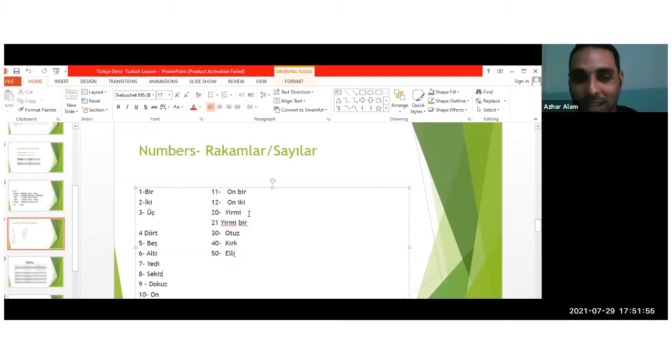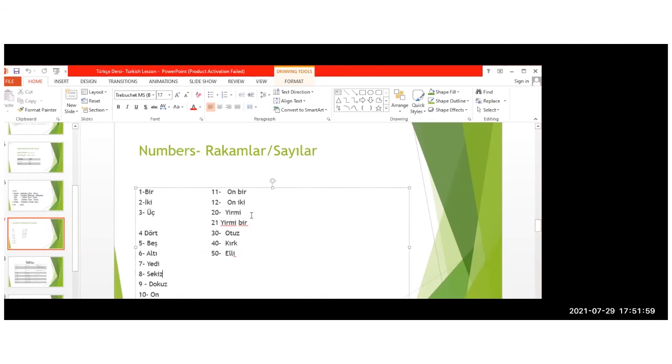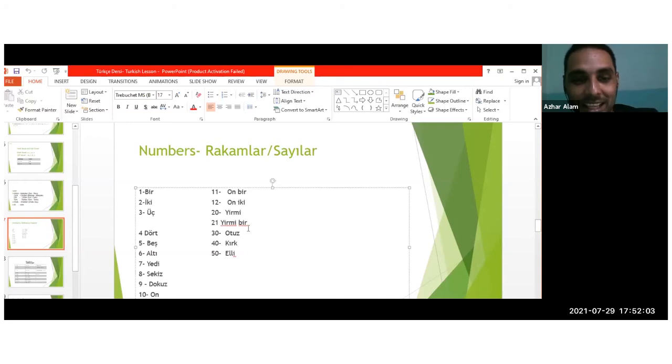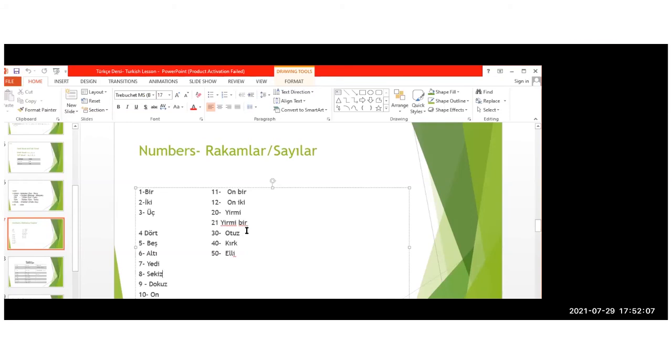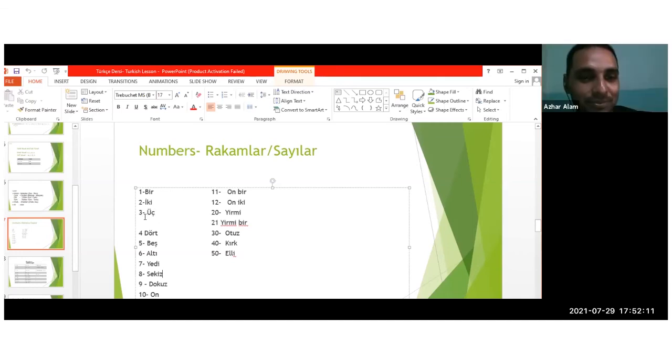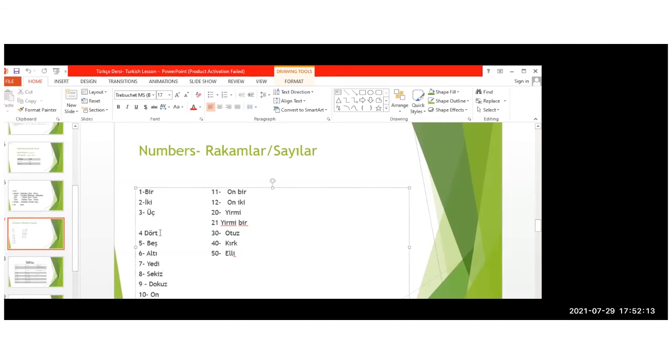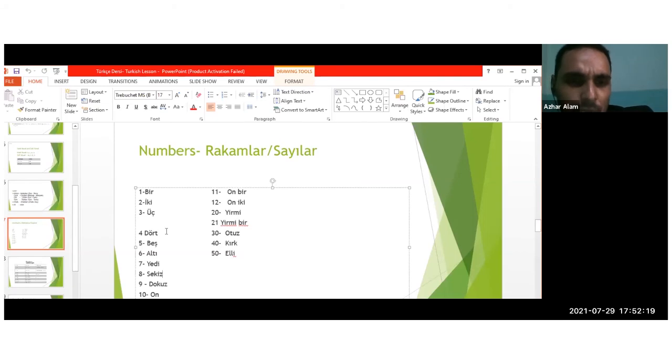And now we have to memorize this one. Yirmi, 20, correct? And then in a similar way, Yirmi bir, 21, 22, Yirmi iki, Yirmi uch, 23, Yirmi dort. All these things are in the book. So this will also be very easy for you.